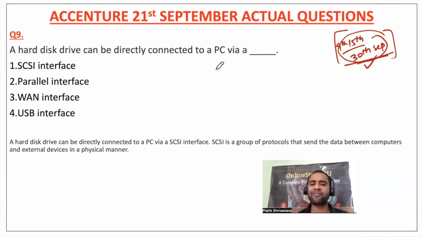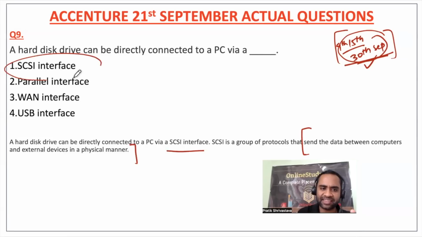A hard disk drive can be directly connected to a PC via... So friends, a hard disk drive can be directly connected to a PC via a SCSI interface. SCSI is a group of protocols that sends data between computer and external devices in a physical manner. So friends, if you connect any external device to your computer or your laptop, then the interface is the SCSI interface, where you will be able to send the data.